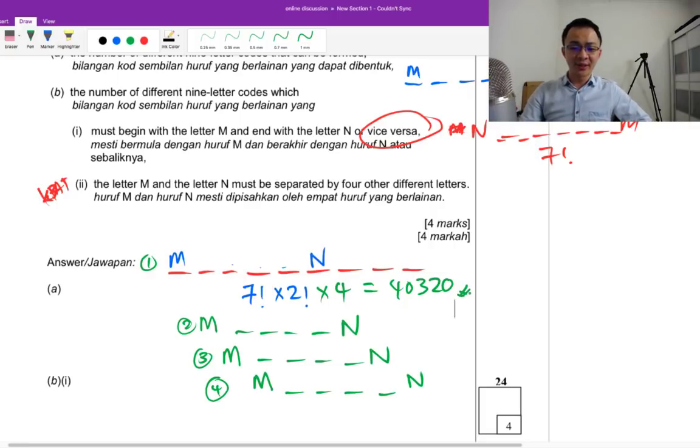If they can swap place, what do I mean by swap place? That means you can have n in the first place, m in the second place, right? It's still m and n, and they are separated. So this is the reason why I will multiply by 2 factorial. But you cannot multiply by 4 factorial here. This is 4 without the factorial, because why? You only have 4 ways. 4 ways and 4 factorial is not the same.